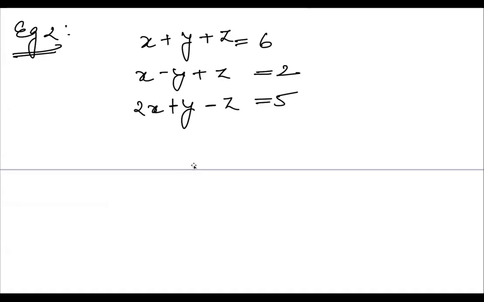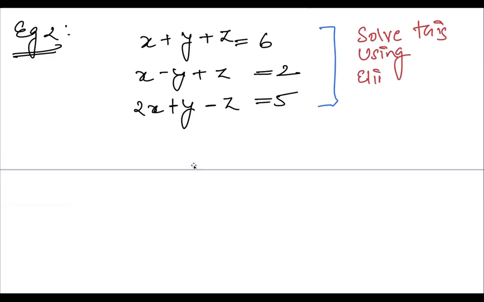Now we need to solve this using the elimination method. Can you tell me what we can do? Just think.